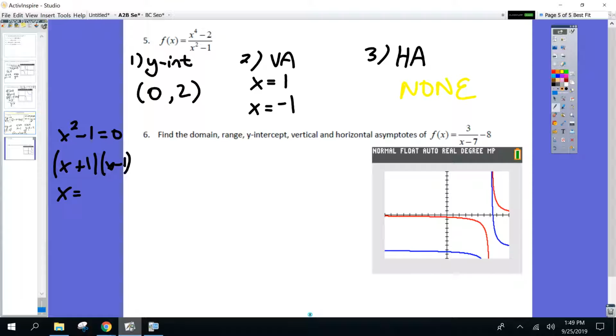Range. If we wrote none, no horizontal asymptote exists, how do you think the range would work? There's nowhere on the graph where there's a horizontal asymptote. That means everything is fair game. But I don't want you to write range as everything is fair game. How do you write that? All real numbers. So if it's none, the range would be all real numbers. All right, last one.